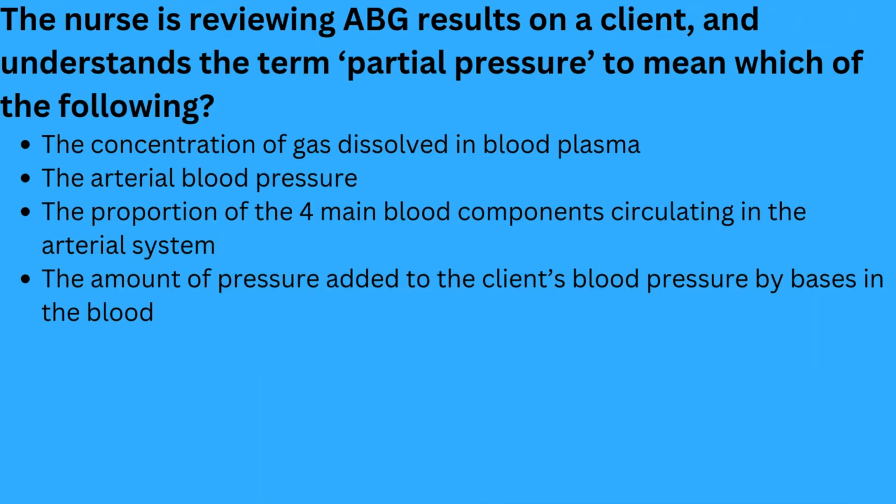The nurse is reviewing ABG results on a client and understands the term partial pressure to mean which of the following: the concentration of gas dissolved in blood plasma, the arterial blood pressure, the proportion of the 4 main blood components circulating in the arterial system, or the amount of pressure added to the client's blood pressure by bases in the blood.